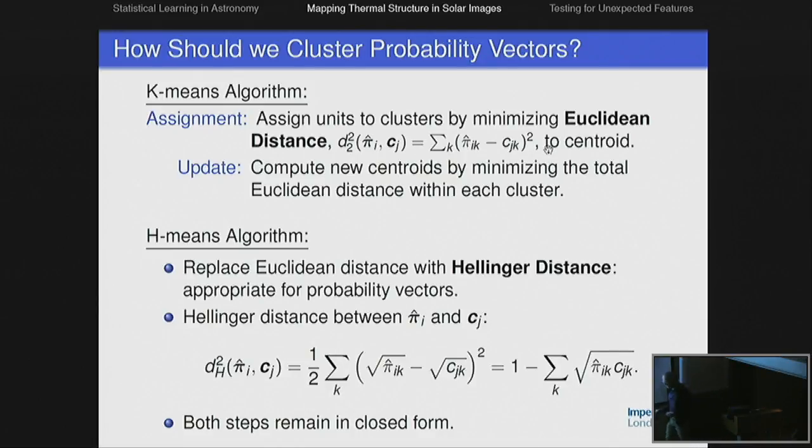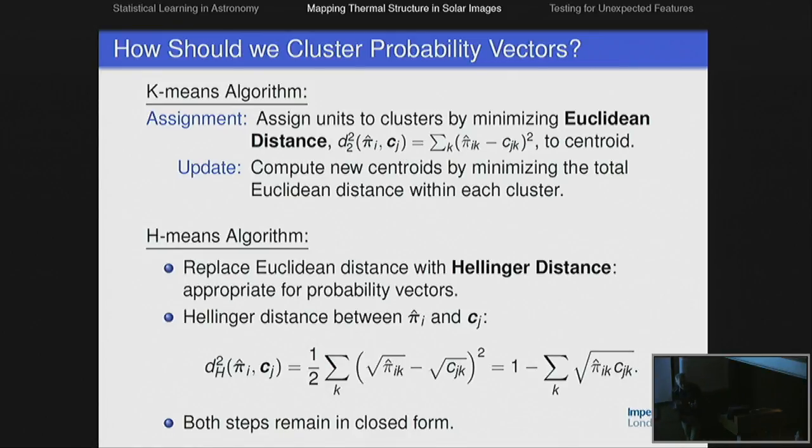That is to say, I'm going to have a number, say 10 or 20 clusters or regions or segments of the sun. Each of them is going to have an average, a centroid, of the spectrum for pixels that are in that region. I'm going to take all my pixels and put each pixel in the region or segment of the sun that has the centroid nearest to it in terms of the Euclidean distance.